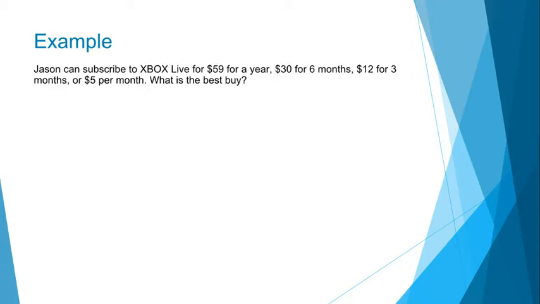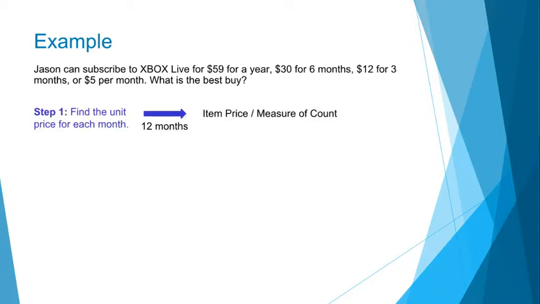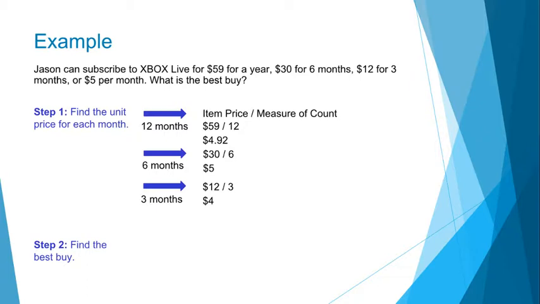Let's do another example. Jason can subscribe to Xbox Live for $59 for a year, $30 for 6 months, $12 for 3 months, or $5 per month. What's the best buy? Again, let's find the unit price for each one. For the year, we are doing 12 months because we're doing this for monthly. So 1 year is 12 months, so we're going to take the 59 divided by 12, so it's $4.92 a month. For the 6 month, we take the 30 divided by 6, which gives us 5. For 3 months, we take 12 divided by 3, which gives us 4. And then don't forget that we also had that $5 per month option.